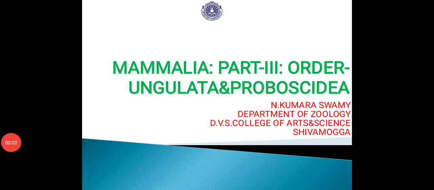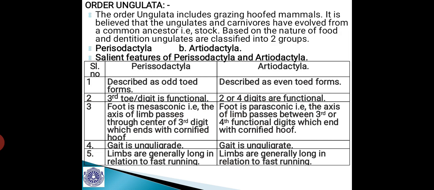Good morning, students. Today, let me continue with class Mammalia part 3, under which today we are discussing order Ungulata and order Proboscidea. Coming to the first order, Ungulata. The order Ungulata includes grazing and hoofed mammals.